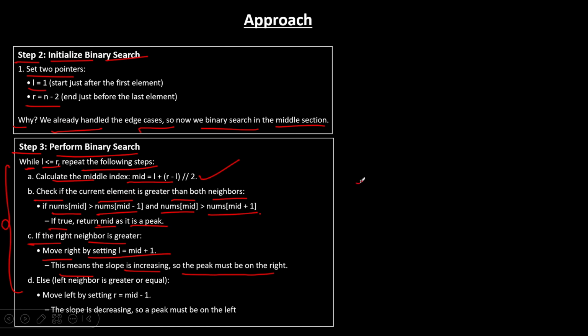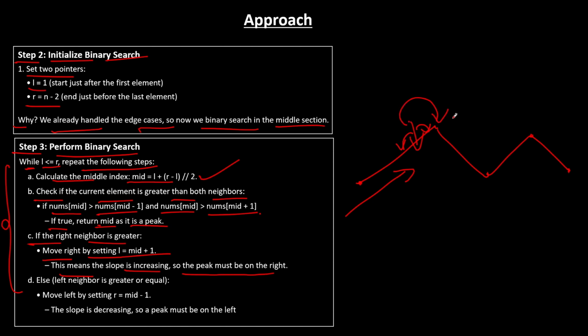You could take it this way. Suppose this is a mountain or the bitonic sequence, increasing, then decreasing. If you're standing here, and you check that this element is smaller but this element is greater, this means that the slope is increasing, and somewhere or the other, there would be a peak. What you do? You move here and you stand here. Got the point?